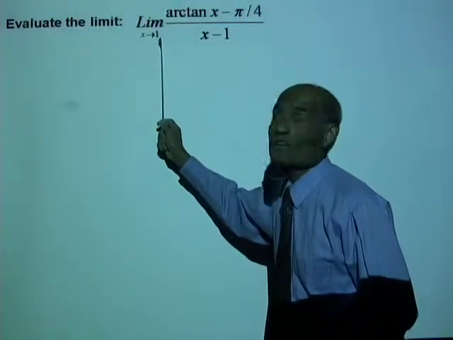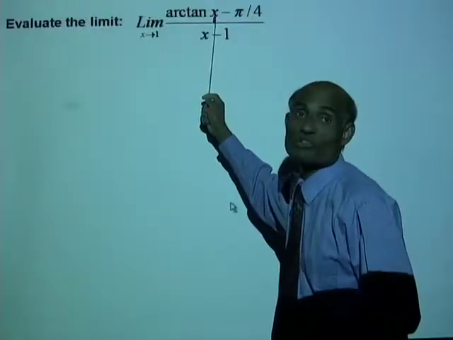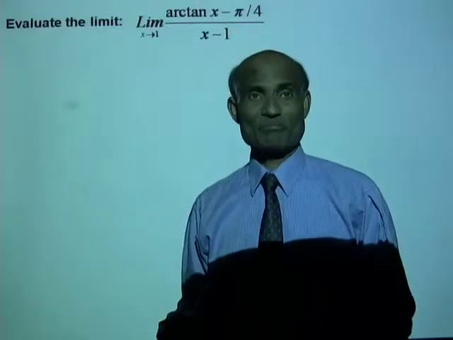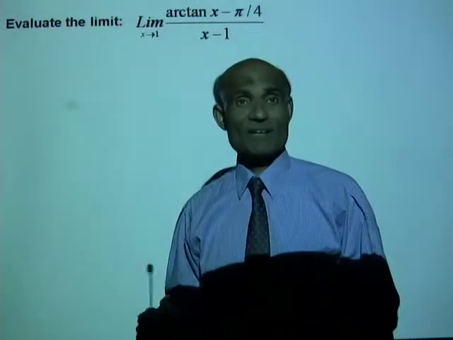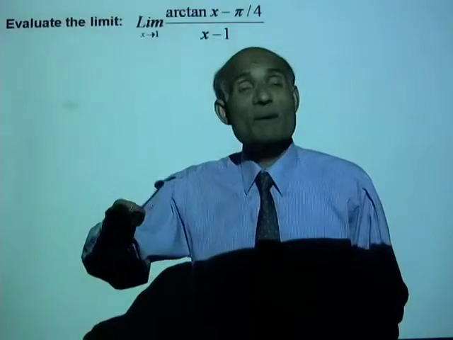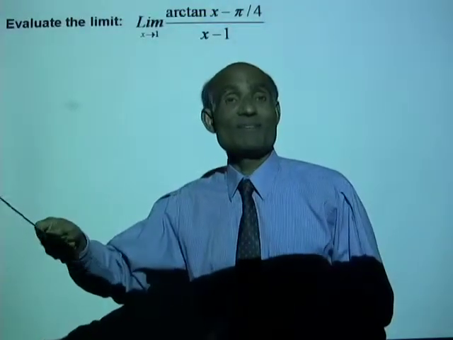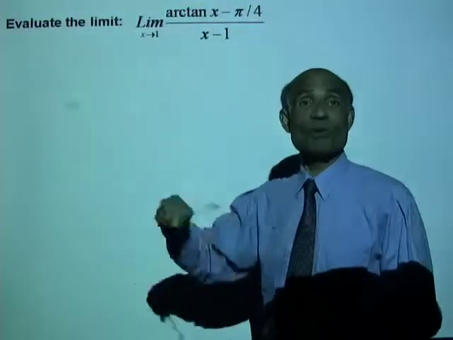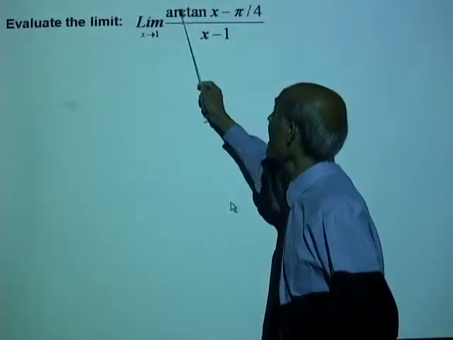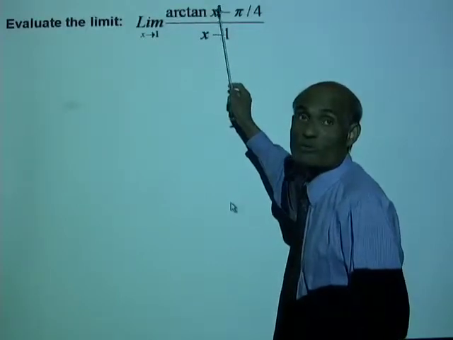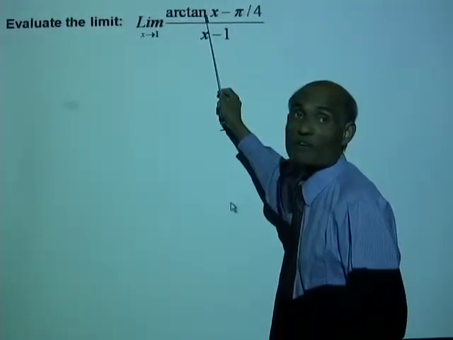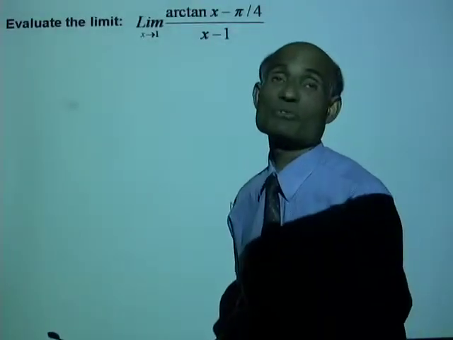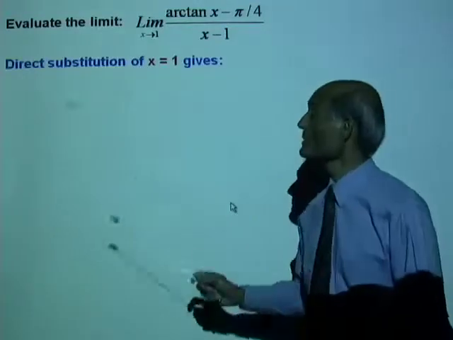Okay, if you replace x by 1, what does that give you? What is arc tan 1? I'm sure you know that. Tan of pi by 4 is 1. Therefore, arctan of 1 is pi by 4. So the numerator becomes pi by 4 minus pi by 4. And the denominator is 1 minus 1. That will give you 0 over 0.